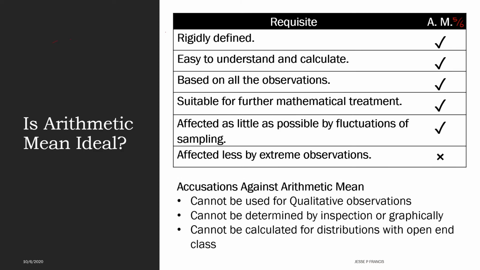That's not the only accusation against arithmetic mean. As we already observed, for nominal and ordinal data, we won't be able to find the arithmetic mean. We cannot determine it by inspection or graphically. And the third case against arithmetic mean is that it cannot be calculated for distributions with open-ended class. So we noticed that earlier when we were doing a similar problem.